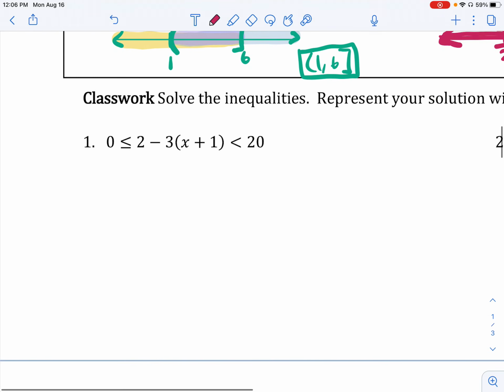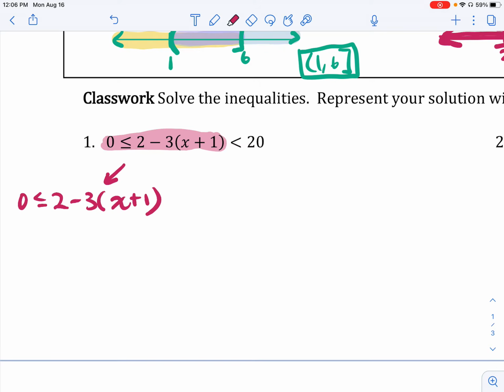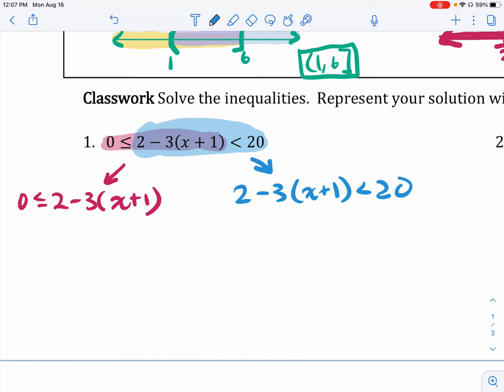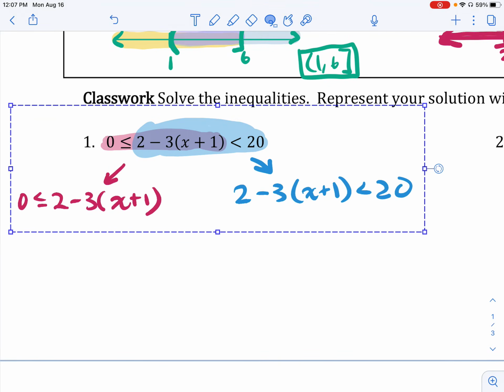Suppose you were doing number 1, what you could do is set this up as 0 is less than or equal to 2 minus 3 times (x plus 1). In other words, I can go ahead and highlight this and say this is one inequality that I want to solve. And then you could also say I also want to solve this inequality here: 2 minus 3 times (x plus 1) is less than 20. This is my second inequality that I want to solve. Solve each inequality, where we're just breaking this up into two separate inequalities, and then bring our solution sets together. That's one option.